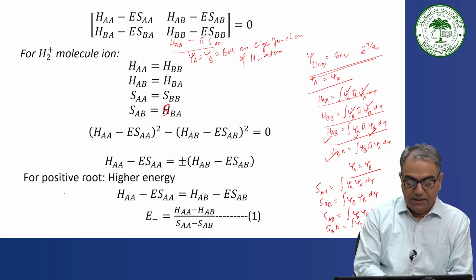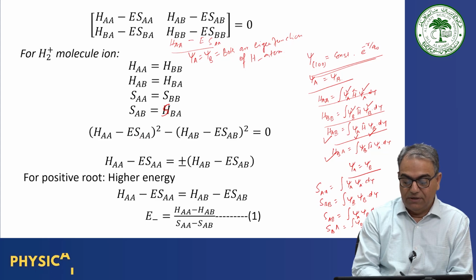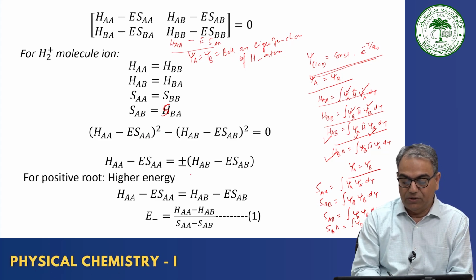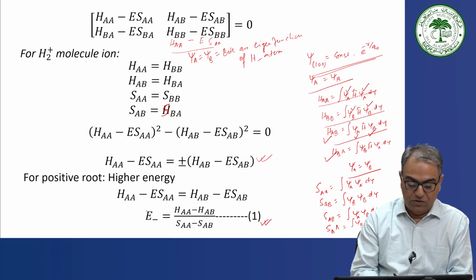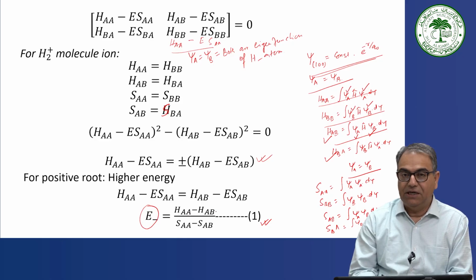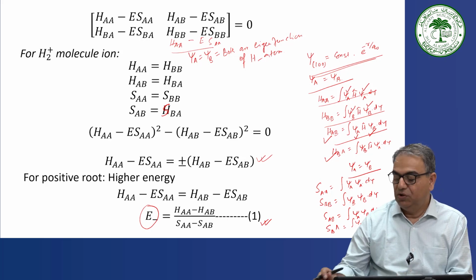Now what you say is that for positive roots, if this is square, you can equate it and you can get this value. For the positive root, what can you write? HA minus ESA, HAB minus ESAB. And if you rearrange them, what do you get? You get HA minus HAB divided by SA minus SAB. Equation number 1. So one of the energy values for the positive root which you get is HA minus HAB over SA minus SAB. In the same way, for the negative root, you will get another energy.